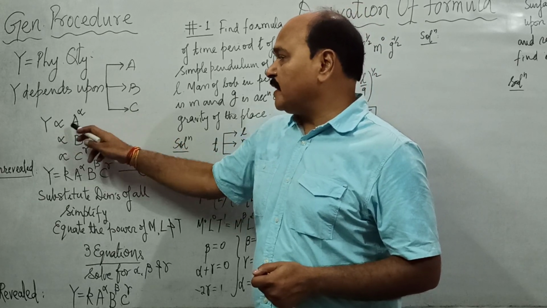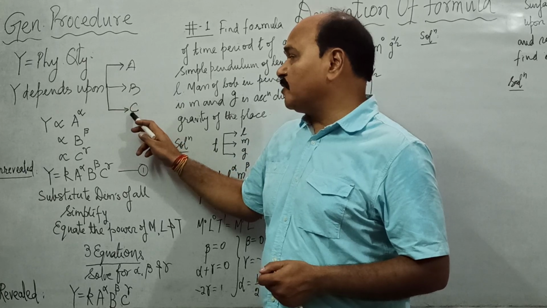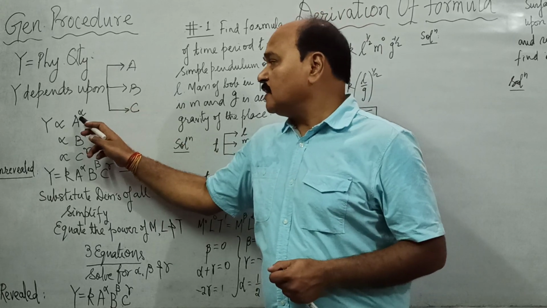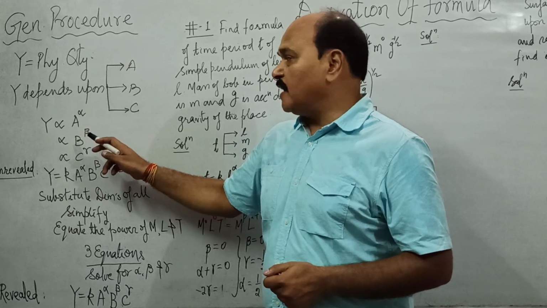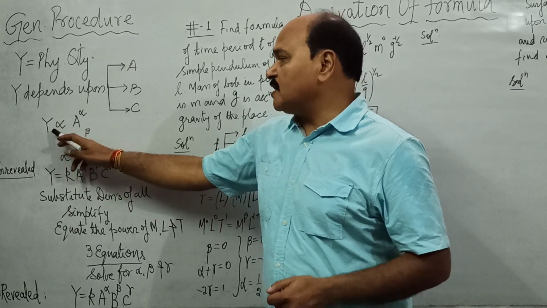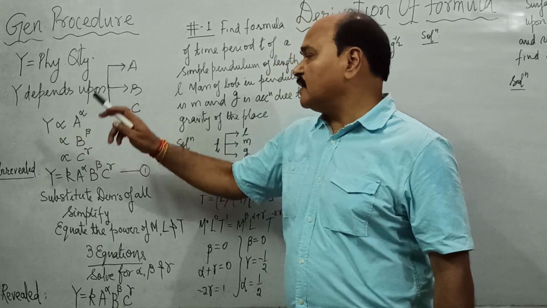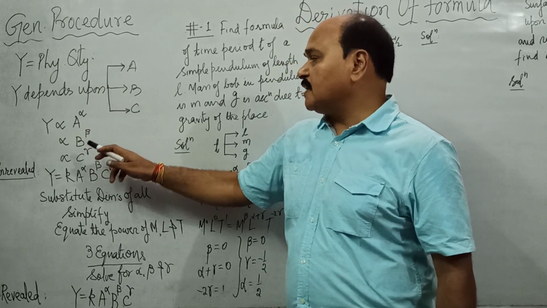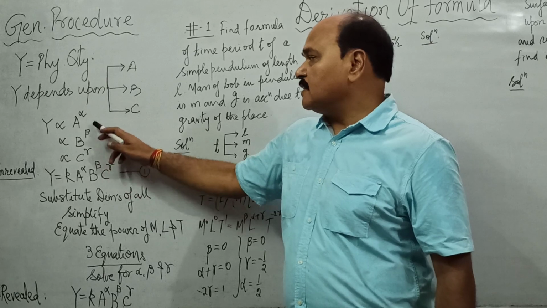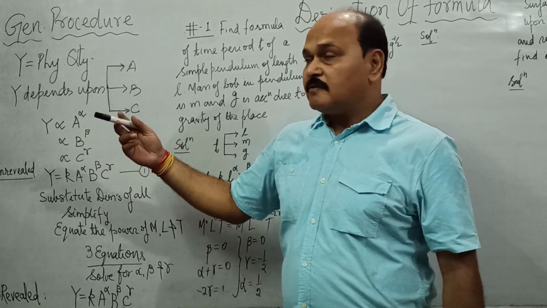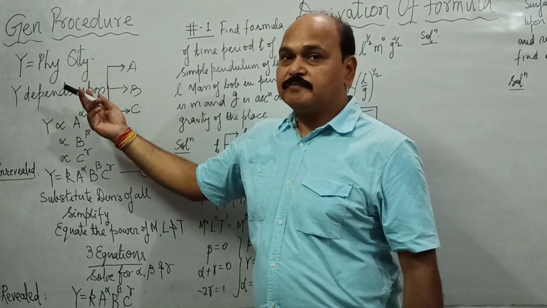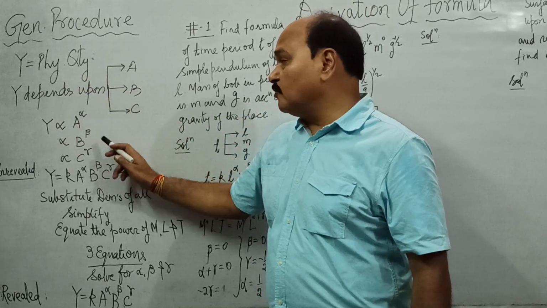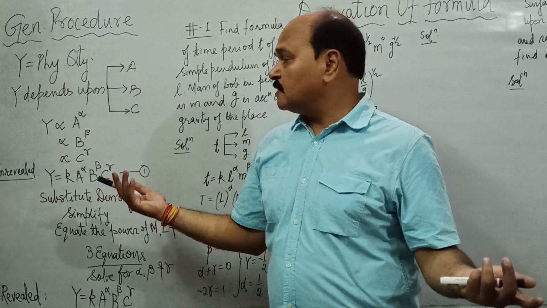So y depends upon A, y depends upon B, y depends upon C. What do we do? We write down the unknown powers of A, B and C and make a general formula. So y is proportional to A to the power alpha, B to the power beta and C to the power gamma. These are unknown powers of the physical quantities A, B, C over which y depends. And if these unknown powers are known to us, we'll know the formula.